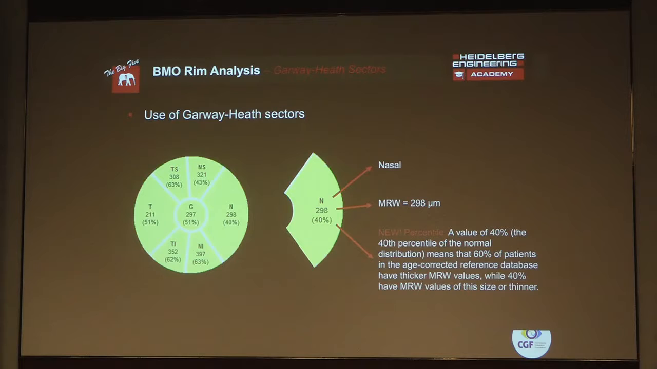You can see that I just put one sector separately. It shows that the minimum rim width is about 298 microns. That means you can see that there is 40%. It is not 40%, it is the 40th percentile. So that is important for us to understand. A value at the 40th percentile of the normal means that 60% of the patients in the age-corrected reference database have thicker MRW values, while 40% have MRW values of this size or thinner. So this is critical for us to understand.